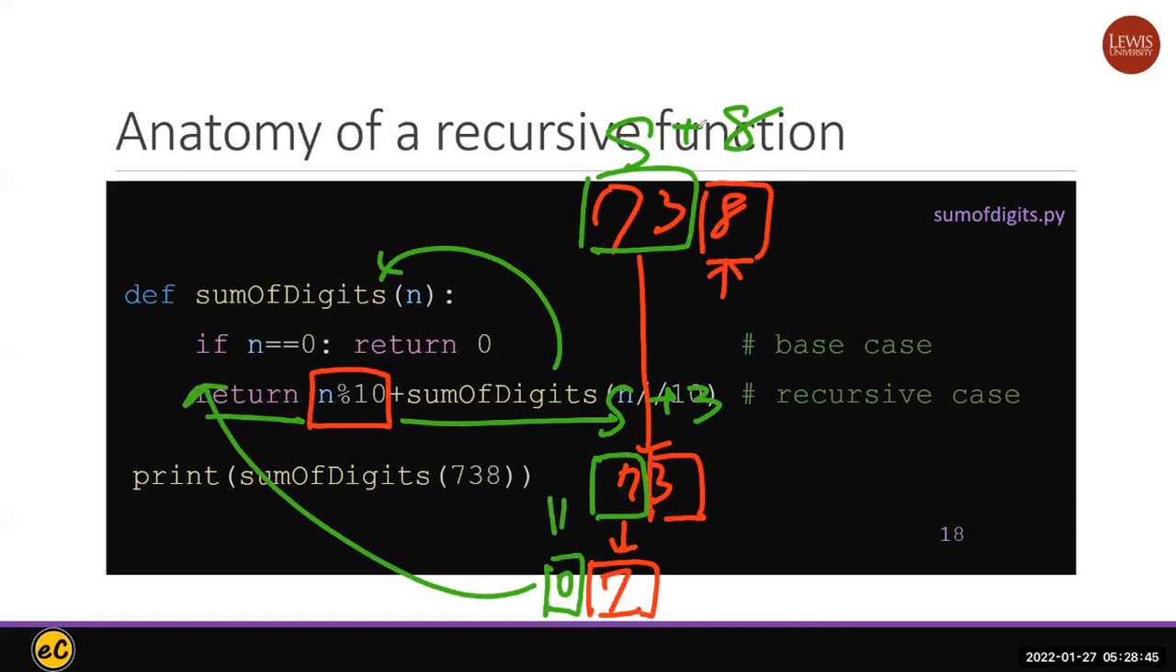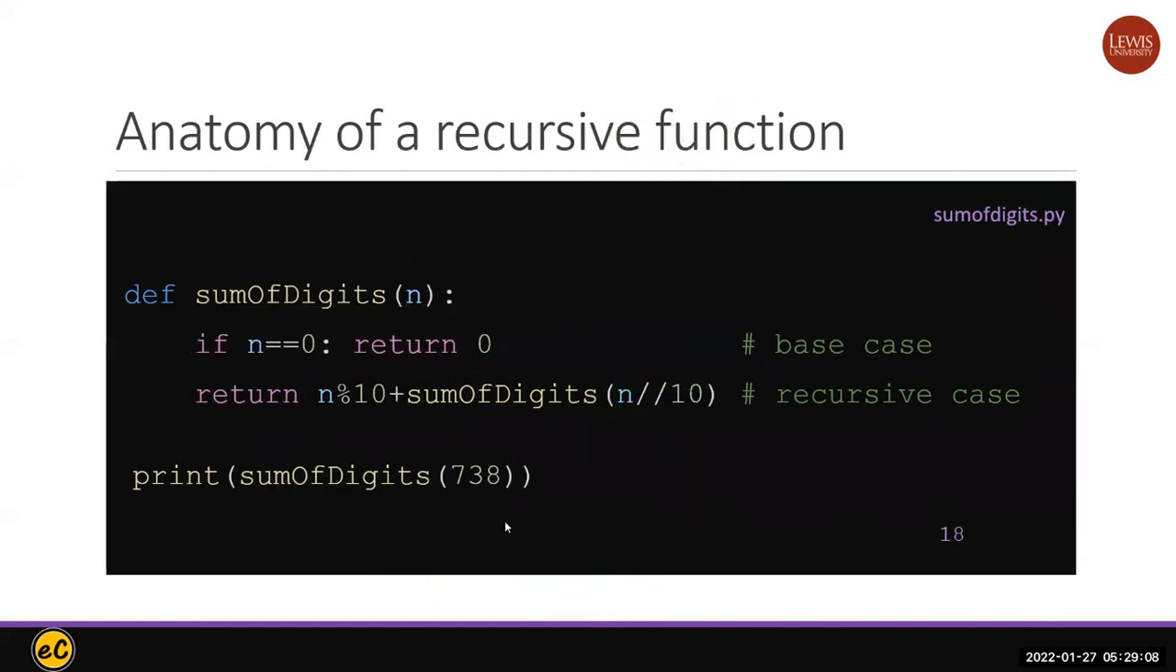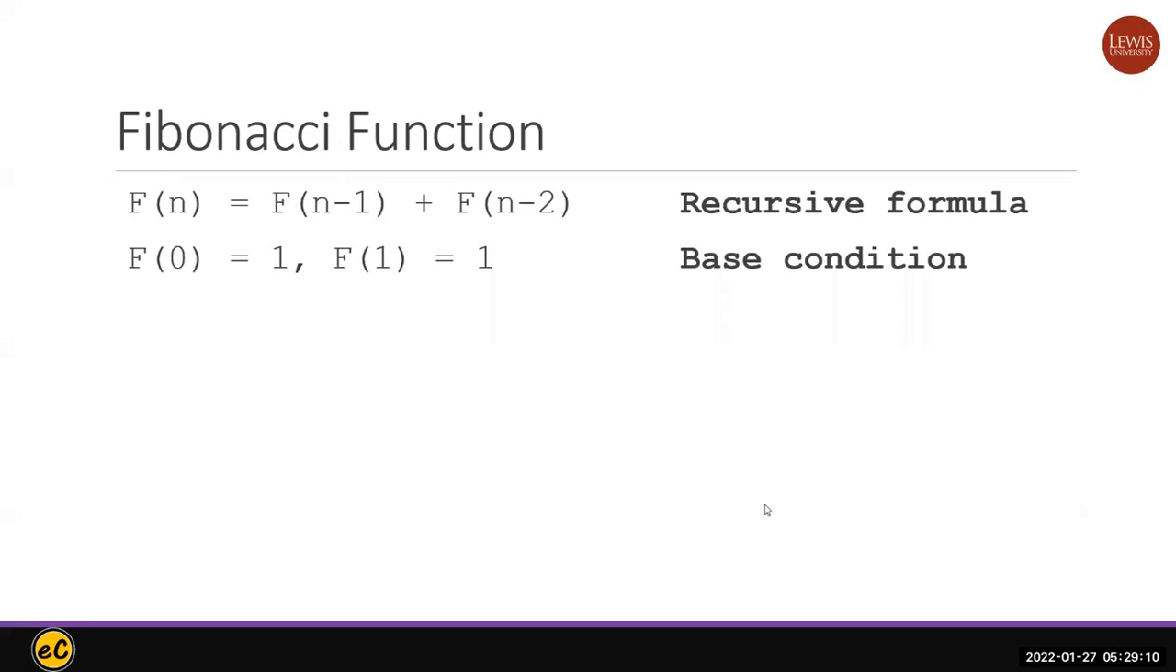This termination condition, we call it the base case, or sometimes we call it the termination condition. And the recursive call that breaks down the larger problem into a smaller problem, we call it the recursive case. You may also need an if statement to determine the base case. So this one is a typical recursive function, and you will get the result 18.